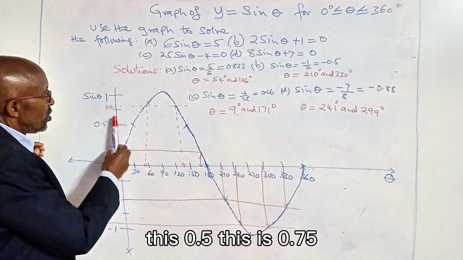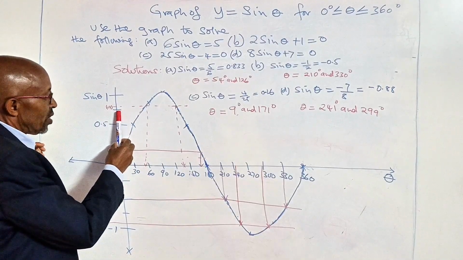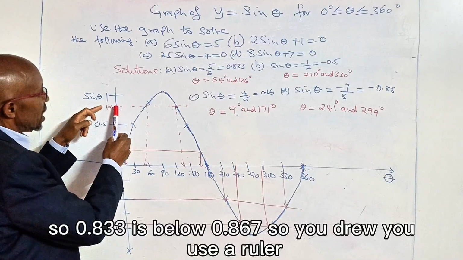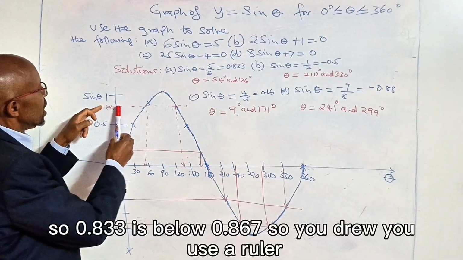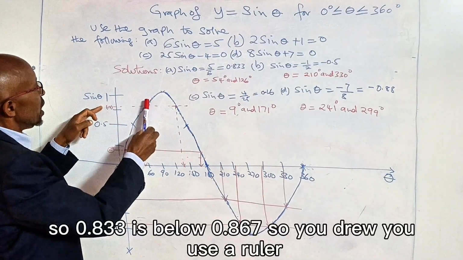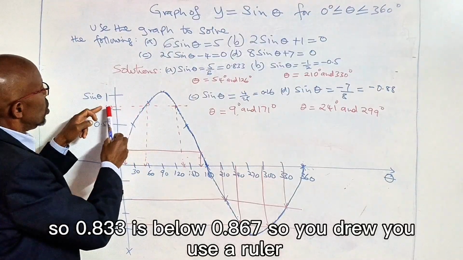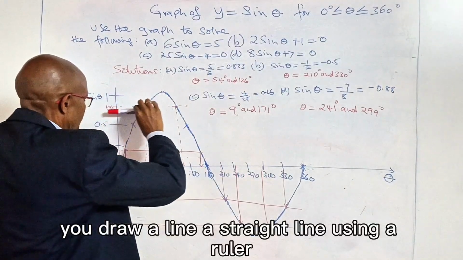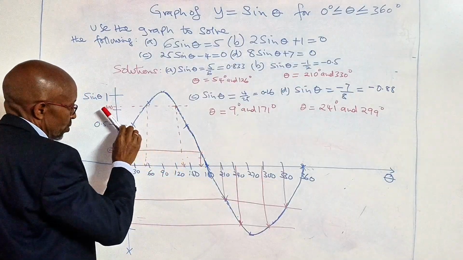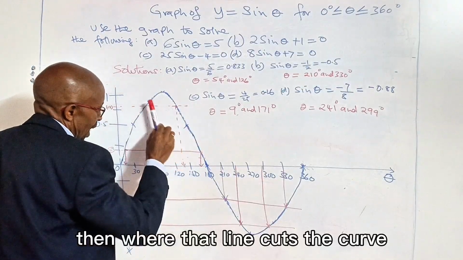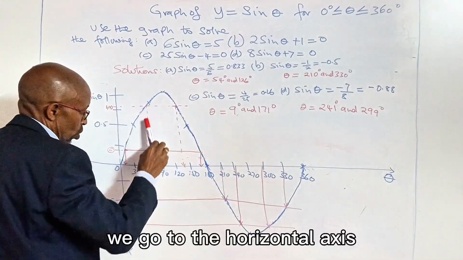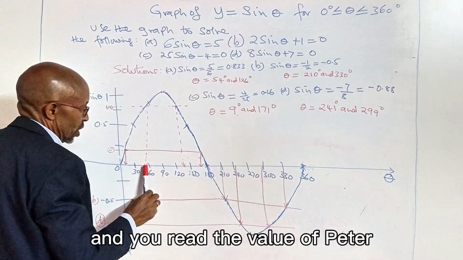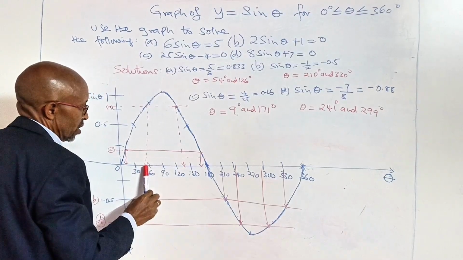This is 0.5, this is 0.75. So 0.833 is below 0.867. So you use a ruler, you draw a straight line using a ruler. Then where that line cuts the curve, we go to the horizontal axis and you read the value of theta.